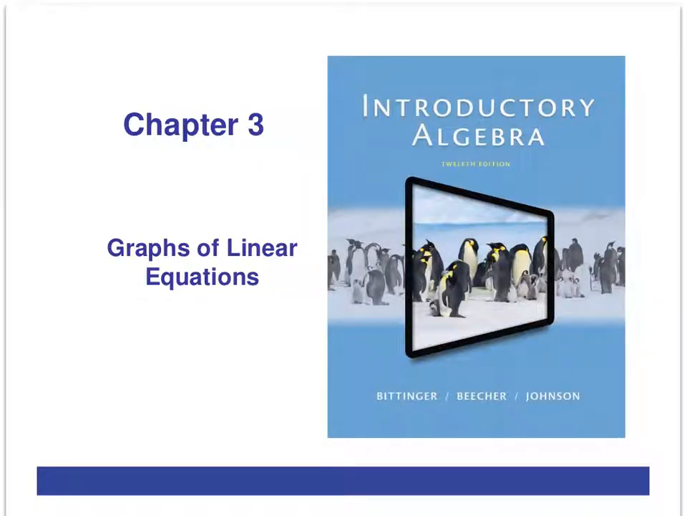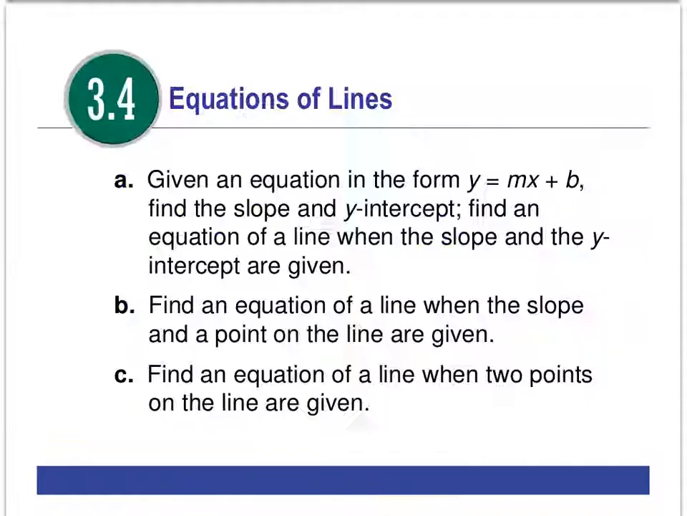Alright, we're still discussing graphs of linear equations. So we're going to talk about equations of a line. We're going to be given an equation in the form of y equals mx plus b, and find the slope and the y-intercept. Then we're going to find an equation of a line when the slope and the y-intercept are given, when the slope and a point on the line are given, and when 2 points on the line are given.